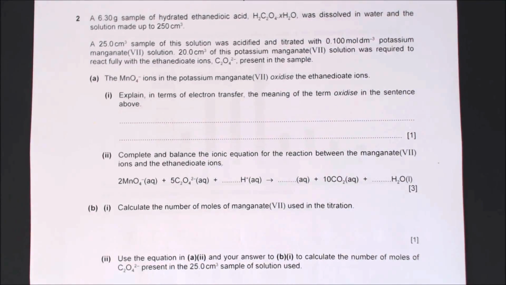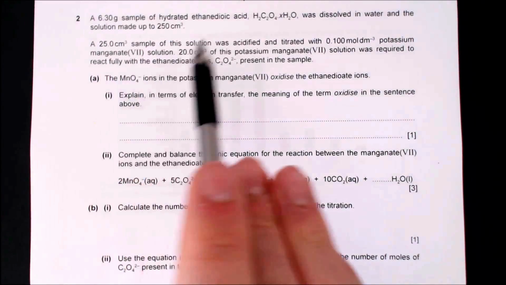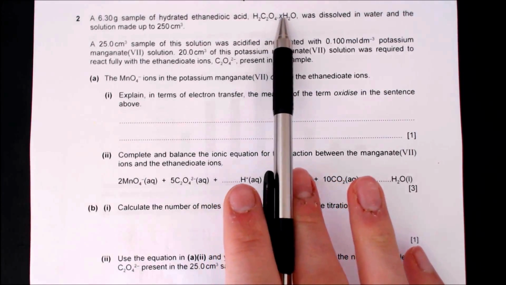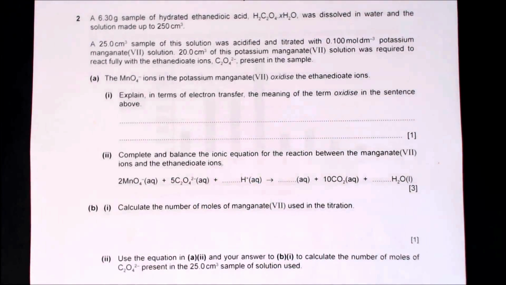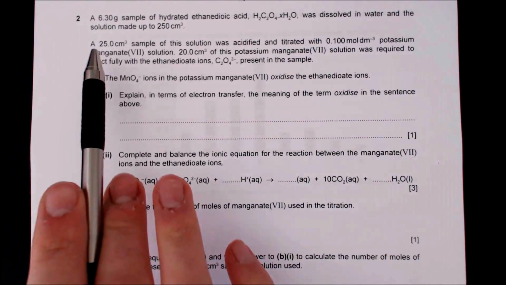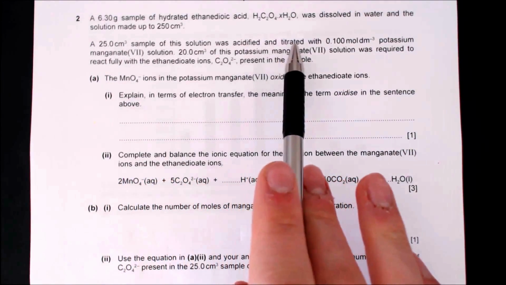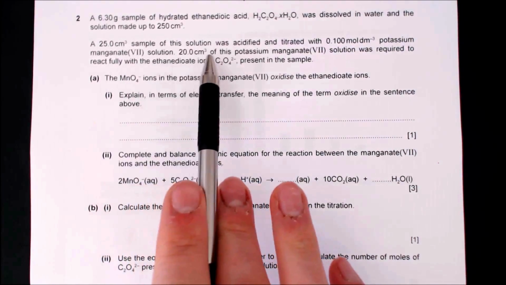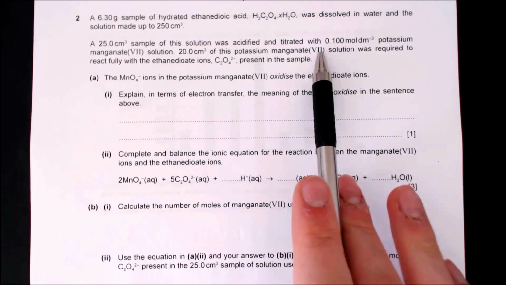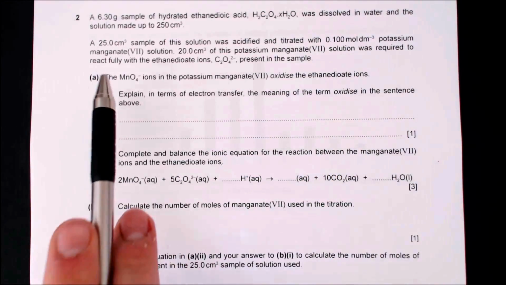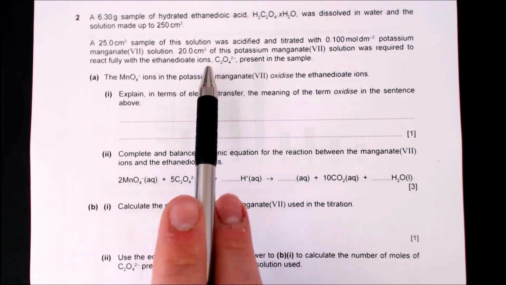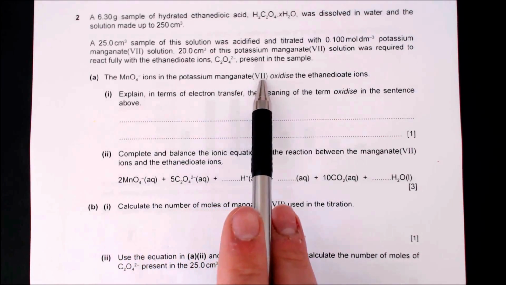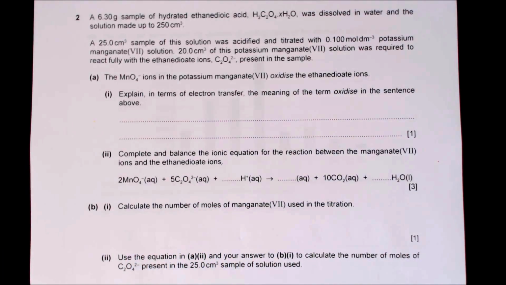Okay, so this is question 2. Question 2 says a 6.30 gram sample of hydrated ethane dioic acid, so it's H2C2O4.XH2O, was dissolved in water and the solution was made up to 250 centimeters cubed. A 25 centimeter cubed sample of this solution was acidified and titrated with 0.1 moles per dm cubed potassium manganate 7 solution. 20 centimeters cubed of this potassium manganate 7 solution was required to react fully with the ethane dioate ions, which are the C2O4 2- present in the sample. The MnO4- ions in the potassium manganate 7 oxidize the ethane dioate ions.